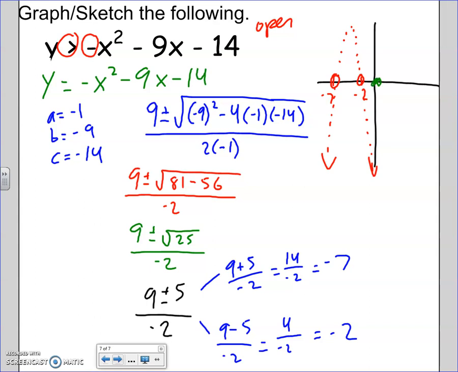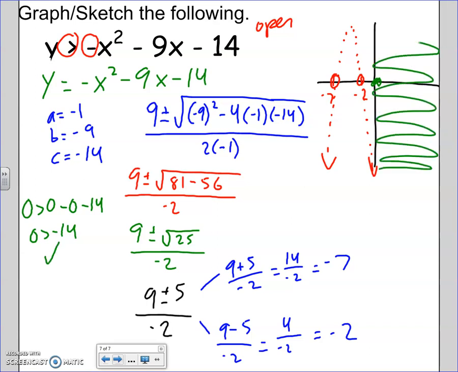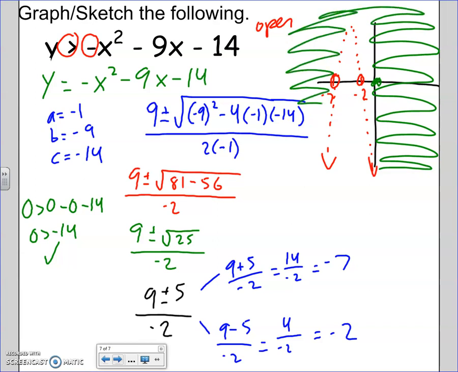If I plug into the original, 0 on the left side is greater than negative 0 squared, which is 0. Minus 9 times 0 is 0. Minus 14. 0 is bigger than negative 14. 0 is bigger than negative. That's true. So I'm going to show you where that test point is. In this case, it's on the outside. All right. And then I check, do I need the graph or do I need the inequality? Because there's two letters, two variables, x and y, I just need the graph. So this graph is my answer.